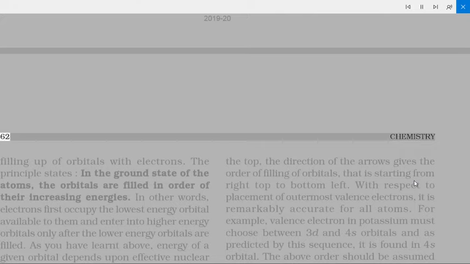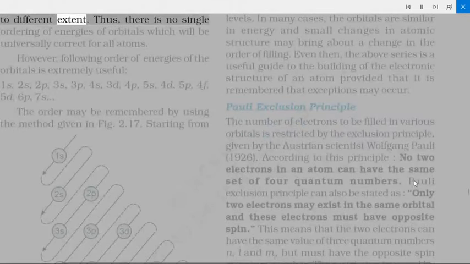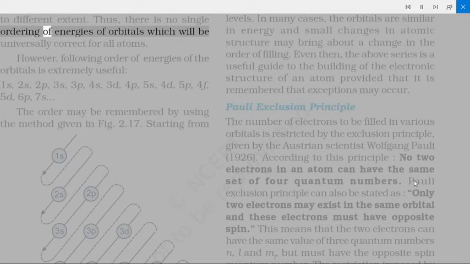Filling up of orbitals with electrons. The principle states that in the ground state of the atoms, the orbitals are filled in order of their increasing energies. In other words, electrons first occupy the lowest energy orbital available to them and enter into higher energy orbitals only after the lower energy orbitals are filled. As you have learned above, energy of a given orbital depends upon effective nuclear charge, and different types of orbitals are affected to different extent. Thus, there is no single ordering of energies of orbitals which will be universally correct for all atoms. However, the following order of energies of the orbitals is extremely useful.